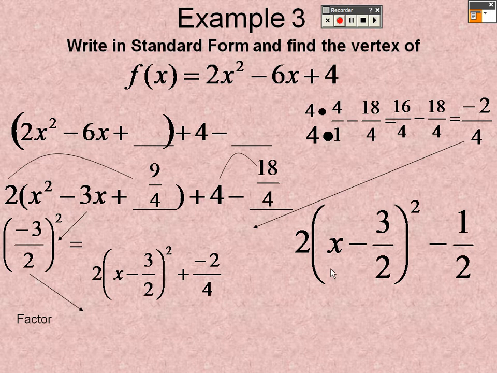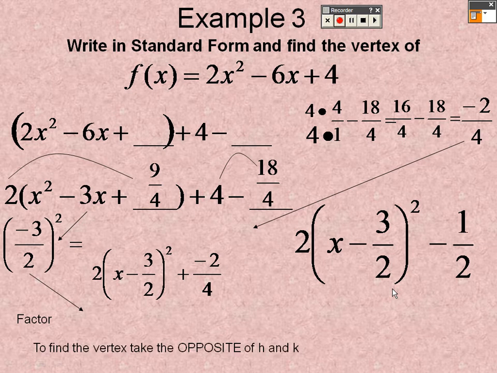So the vertex, how do you find the vertex? The vertex is actually pretty simple. It's whatever makes this 0, and then whatever this number is. Or another way to look at it is, what's the opposite of this number? The opposite of negative 3 over 2 is positive 3 over 2. And then you take whatever the number is on the outside, and that is your vertex.